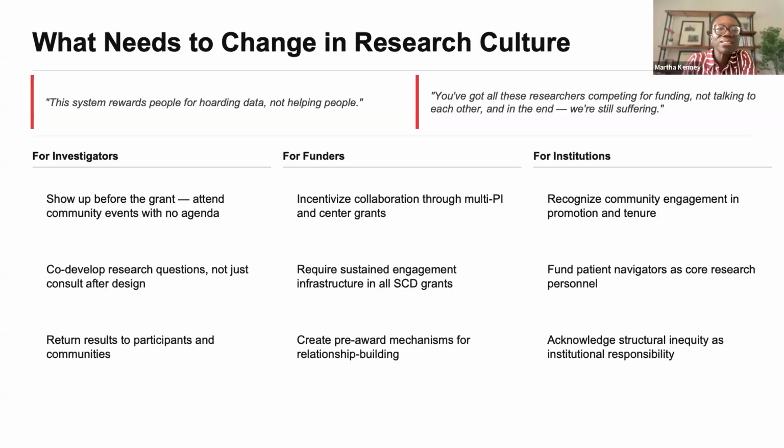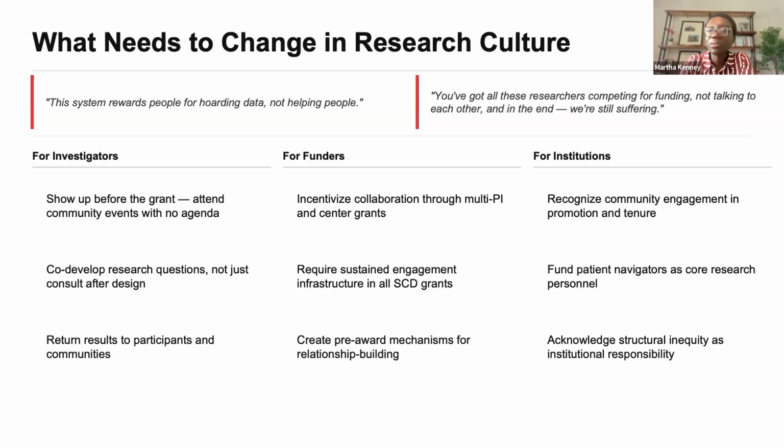And they also highlighted some things, when they were talking about the engagement strategies, that need to change within the research culture to make this theory of change actually work. They talked about things that need to change among investigators, funders, and institutions. I'll just highlight a couple. For investigators, the need to really show up for the community, be present physically with no agenda, was really critical and came up multiple times during multiple meetings. Like, don't just come to ask for something, come to build a relationship.